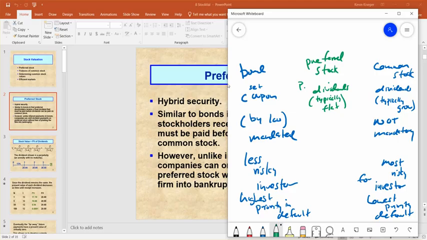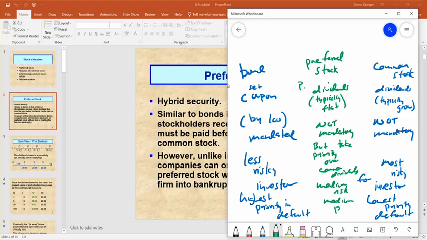The dividends are still not mandatory with preferred stock. They're not contracted by law or anything, but they take priority over common dividends. You're not allowed to issue your common dividends unless you pay your preferred dividends. So this is the medium risk and medium priority in the case of default, having some value for your preferred stockholders.